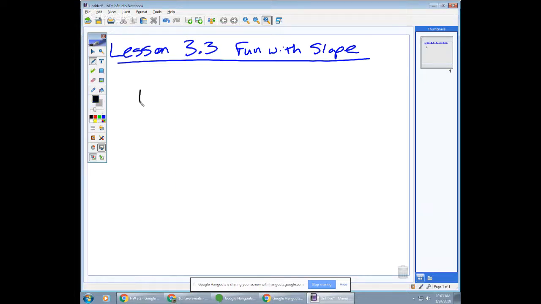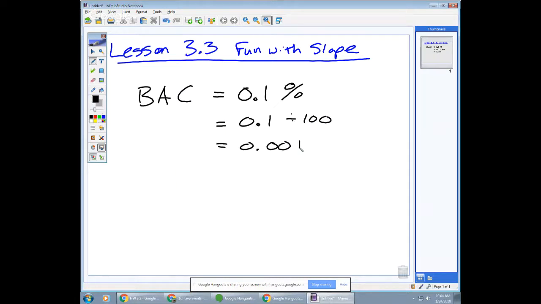So BAC 0.1. Remember, that's a percent, even though we don't necessarily write that down. So we've got to convert that to the decimal. And percent means divide by 100. So this is divided by 100, shifting the decimal twice, we get 0.001, which, thinking about that as a fraction, that's the tenths, hundredths, thousandths, that's 1 out of 1,000.